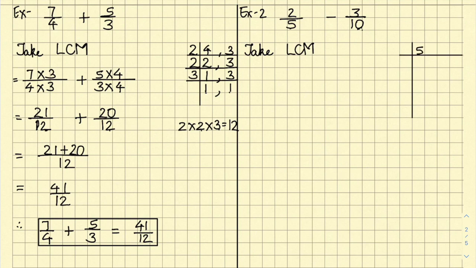So when we take the LCM of the numbers 5 and 10, we start with the smallest prime number 2. In the table of 2 you don't get 5, so you copy it as it is, but in the table of 2 you get 10, 2 5s are 10.